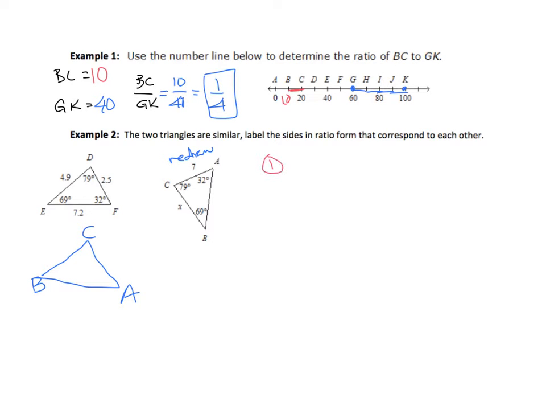Now, there are obviously 3 sides to a triangle, so I should have 3 sides that I'm comparing. First one, let's go with ED. ED would go to BC. Then the next side would be DF, and DF would match with CA. And last but not least, EF would match up with BA.